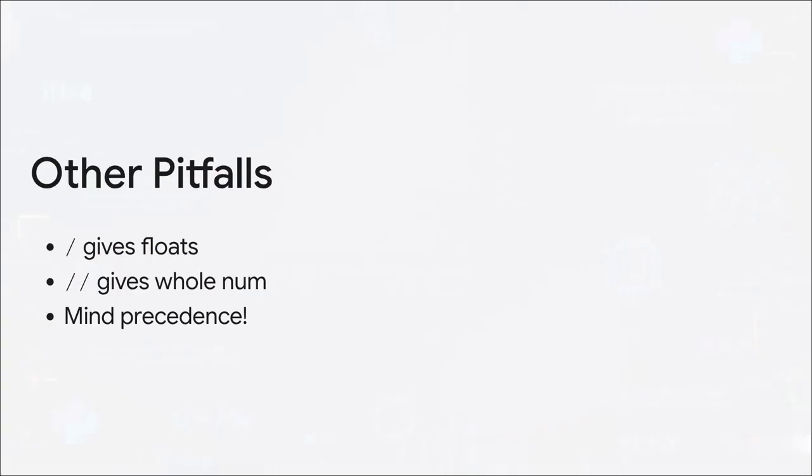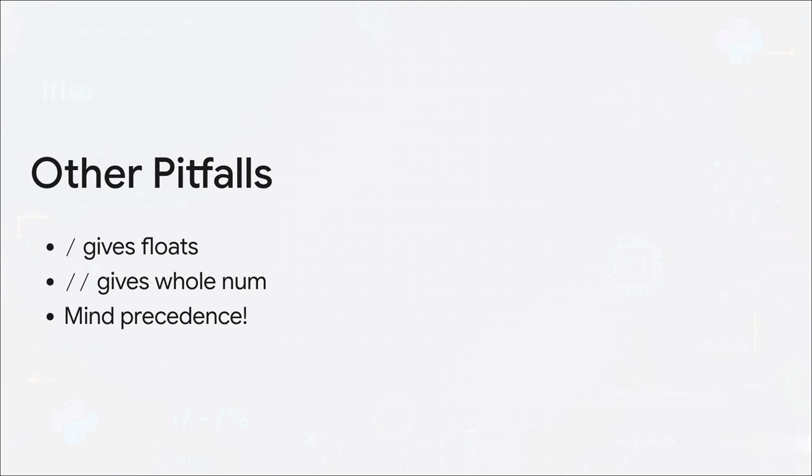Just a couple of other quick pitfalls to watch out for. First off, division issues. Always remember that a standard single slash division in Python will always result in a float, so a decimal number, even if it divides perfectly evenly. If you actually want a whole number, you've got to use that double slash, floor division we talked about earlier.